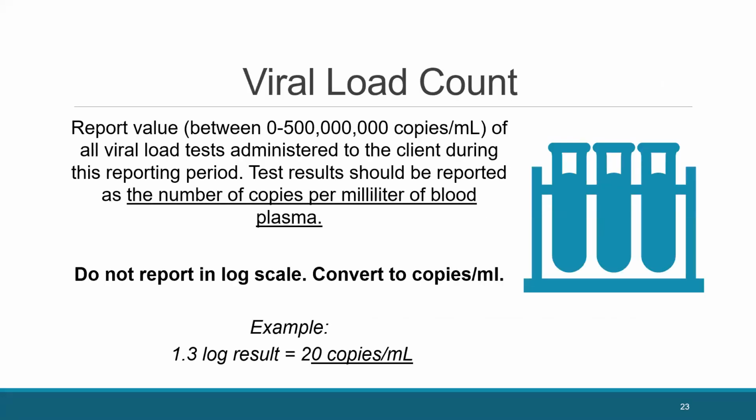And the final reminder that we have has to do with viral loads. So for viral load counts, you should report these counts as copies per milliliter and not the log scale. Sometimes you get test results and they only give you the log scale, and then sometimes they will give you both. So if you're only given the log scale, you will need to convert it to copies per milliliter. So for example, here on this slide, if you have a log result of 1.3, that should be converted and reported as 20 copies per milliliter. If you do need help in converting, please reach out to the DIS team.